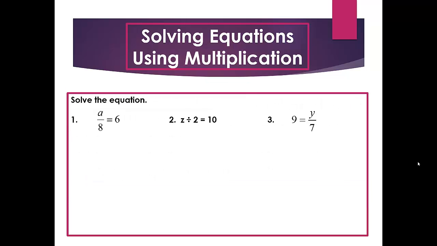Now we're going to solve some equations using multiplication. So for number 1, we have a over 8 equals 6. For this problem, a over 8 is written as a fraction. A fraction means division. So this is actually a divided by 8 equals 6. We want to look at the left-hand side of our equation because that's the side that has our variable, which is a. On this side, we are also dividing by 8. We want to undo the division, so we will do the inverse operation, which is multiplication. So we're going to multiply both sides by 8.